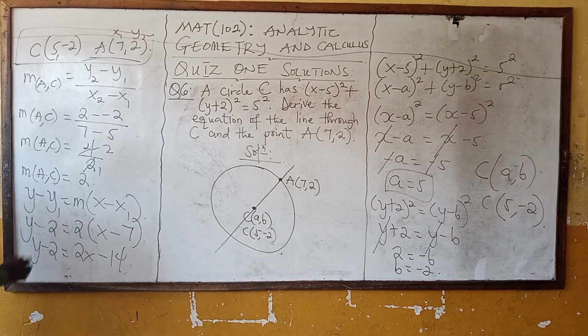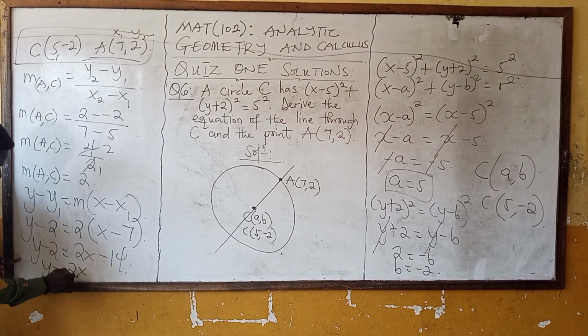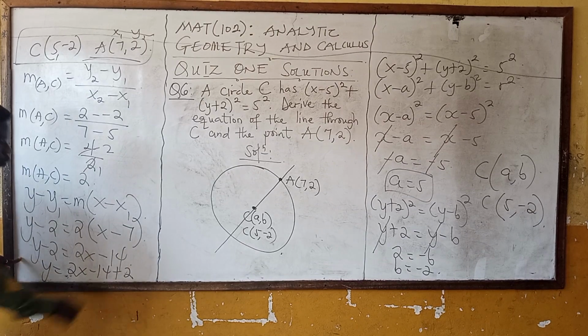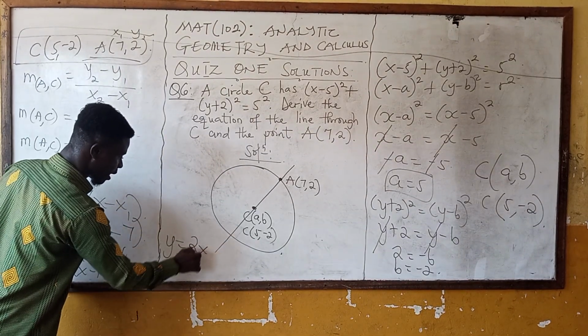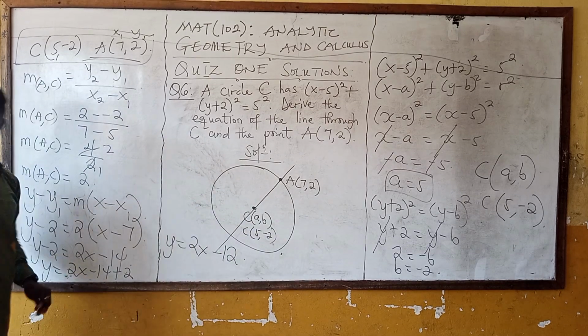So we can say that y equals 2x minus 14 plus 2, which gives y equals 2x minus 12. So now let's see.